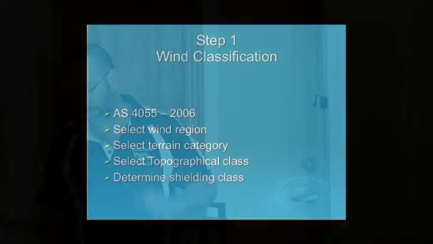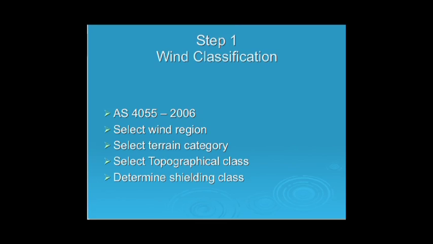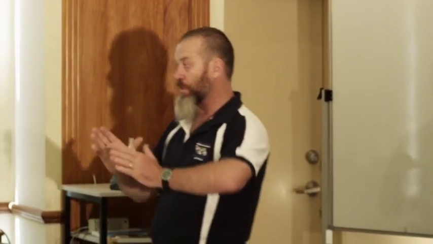Wind classification. The first step is to select the wind region. Now, the majority of Australia is wind region A, and it's about the distance between the coast and where you're actually building the house. Wind region B starts at about 27 degrees latitude and starts at 50 kilometres from the coast. It's between 50 and 100 kilometres from the coast. It goes right around to 27 degrees latitude in Western Australia.